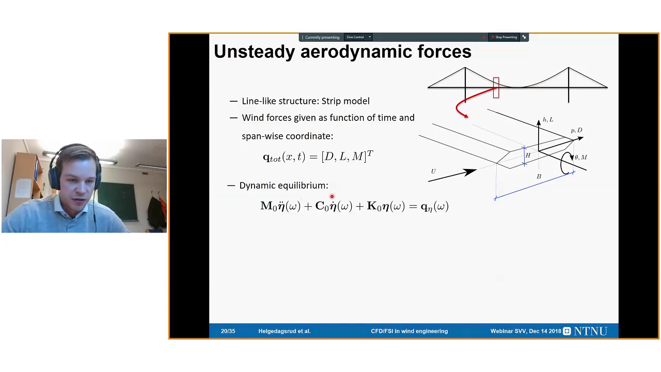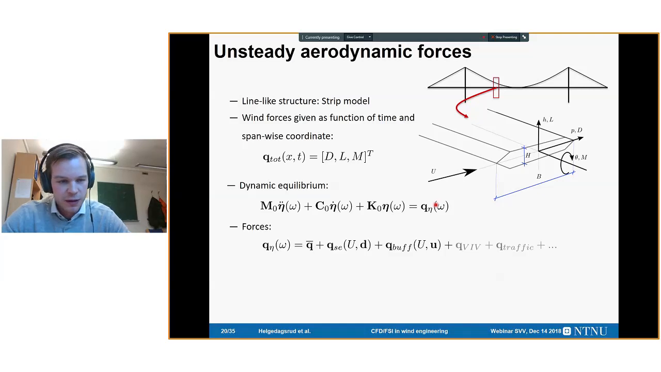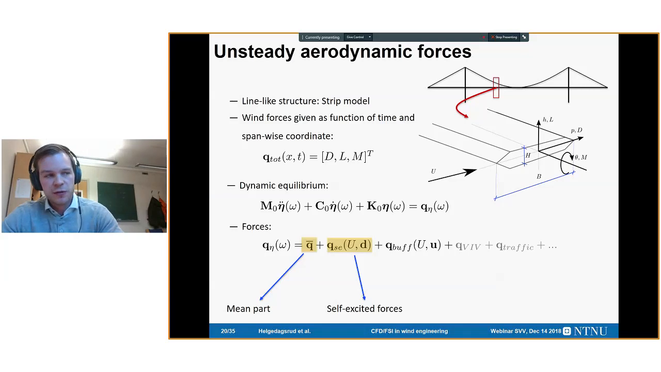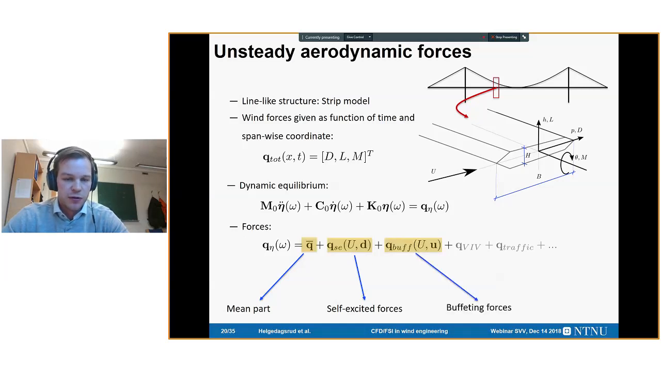If we do the modal decomposition, we can express the dynamic equilibrium like this. We have the modal quantities of the structure on the left, and we have the forces on the right in terms of the generalized coordinates eta. The forces are typically decomposed into a mean part or a dead load that can be taken out of this dynamic equation, some self-excited forces that arise from the motions of the bridge deck, and we have the buffeting forces from the turbulence in the wind. And these are the dominating ones for the strong wind load cases. There are also other loads, but let's focus on these.